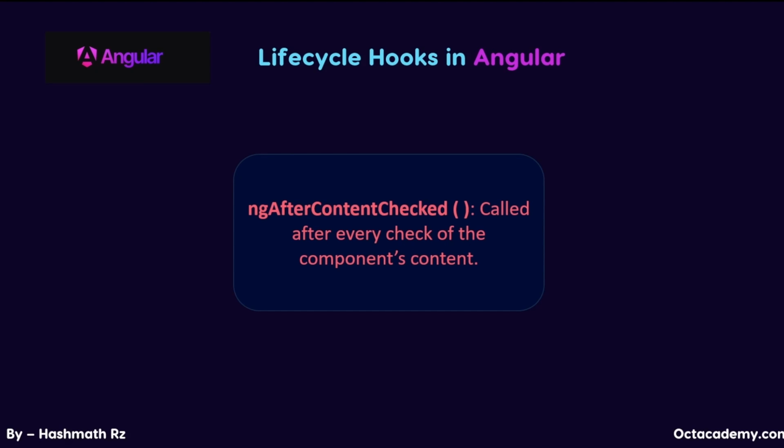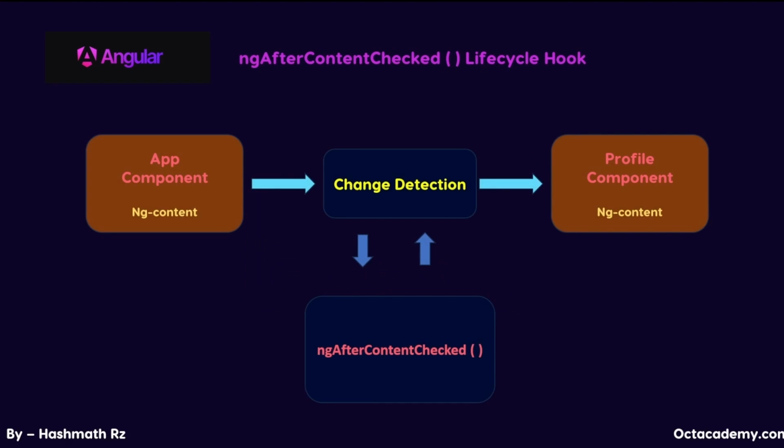So guys, what exactly does ngAfterContentChecked do? Well, this lifecycle hook is called after every check of the content that has been projected into your component. That means every time Angular runs its change detection cycle, it will call this hook to allow you to inspect and react to any changes in the projected content. So this is something like the ngDoCheck hook. This will trigger every time the projected content changes.